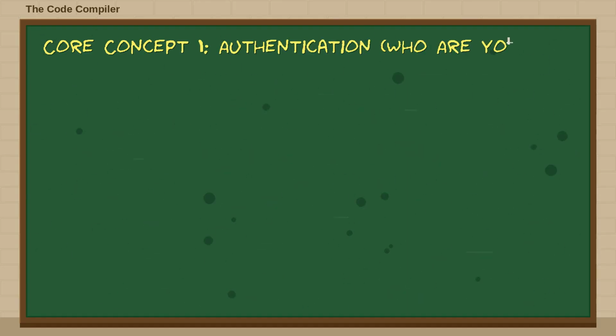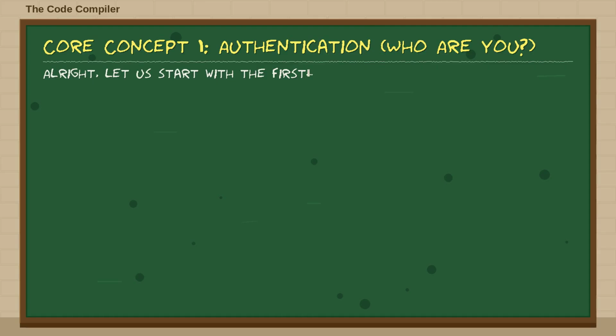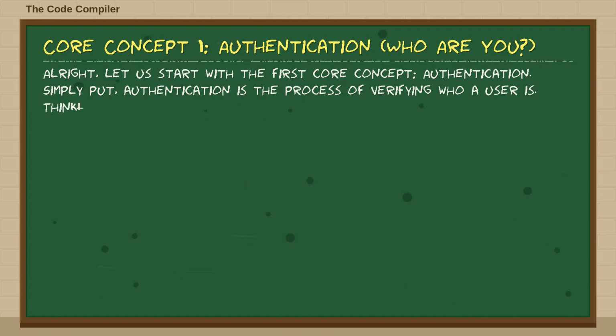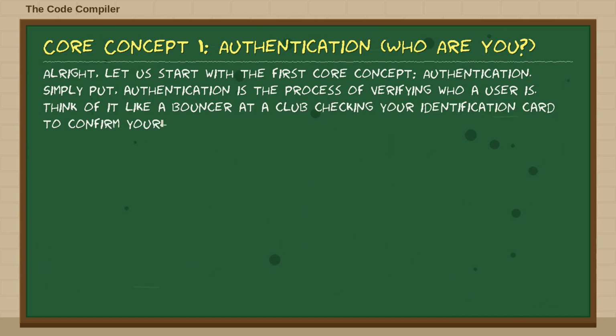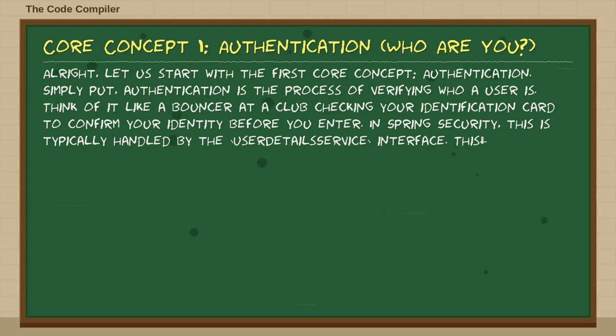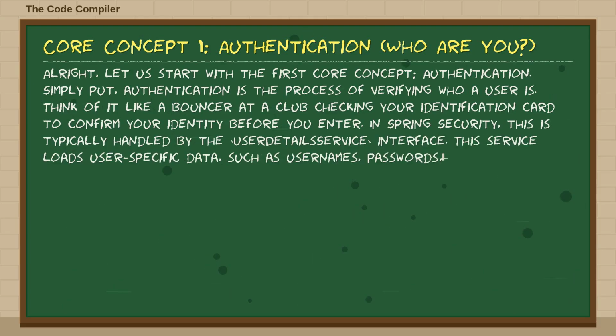Alright, let us start with the first core concept, authentication. Simply put, authentication is the process of verifying who a user is. Think of it like a bouncer at a club checking your identification card to confirm your identity before you enter. In Spring Security, this is typically handled by the UserDetailsService interface. This service loads user-specific data, such as usernames, passwords, and roles. For securely storing and comparing passwords, Spring Security provides password encoder implementations like the CryptoPasswordEncoder, which hashes passwords rather than storing them in plain text.